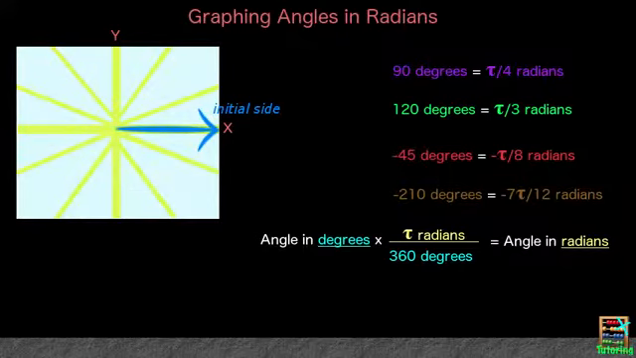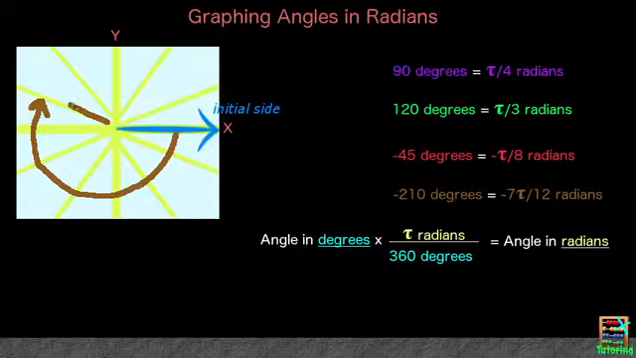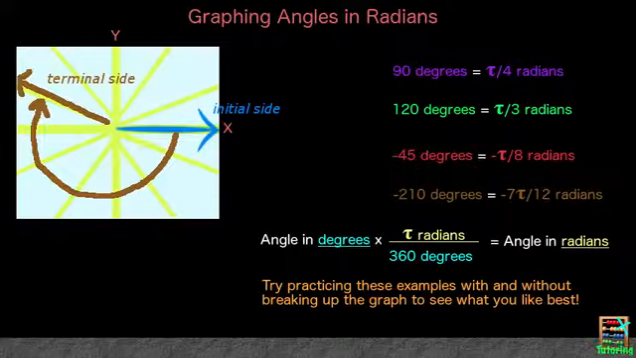What does negative 7 tau 12ths tell us? Well, it says that we are moving clockwise from the initial side until we've covered 7 out of the 12 parts. And that's our terminal side. You can graph any angle without breaking them up into equal parts. Just remember, if you do use this trick, it works best for angles in radian measures that have a 12, 8, 4, or 3 in the denominator.